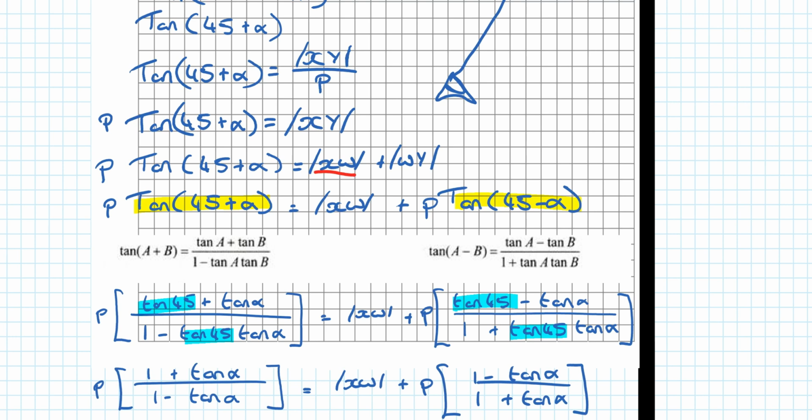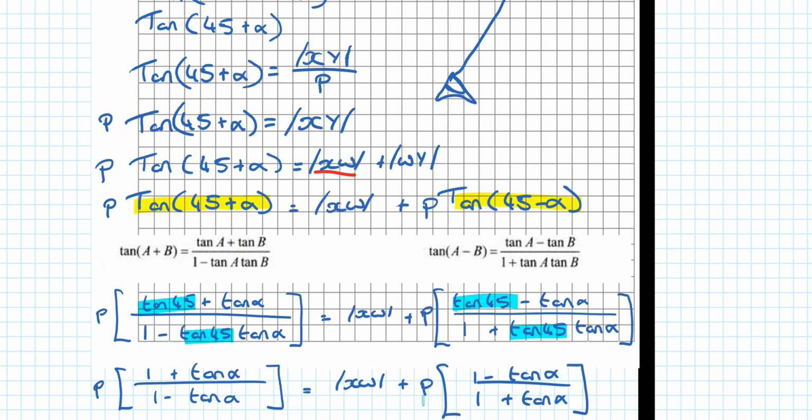Okay, what do I not like right now? I don't like fractions. So get rid of the fractions. Multiply everything by 1 minus tan alpha. Multiply this by 1 minus tan alpha, you get rid of the fraction. Multiply this by 1 minus tan alpha, just put it beside it in a bracket. And multiply this by 1 minus tan alpha, it'll be multiplying into the top line, because in the second we're also going to multiply by 1 plus tan alpha.